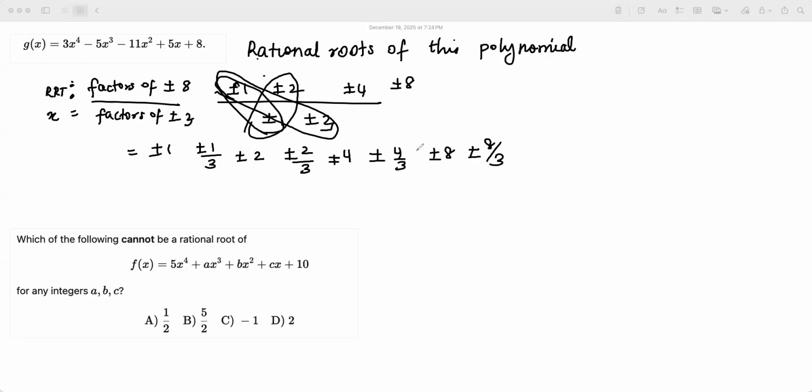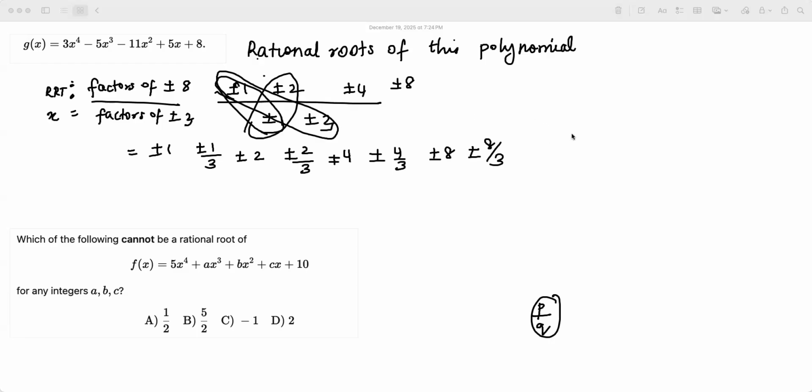Wow, Rishit. But plus or minus 1 by 3, plus or minus 2 by 3, plus or minus 4 by 3, and plus or minus 8 by 3 are irrational, right? No, wait. Any fraction is rational, Amma. Oh, wait. I got it mixed up. If any number can be expressed as p by q, it is still rational. But the thing is, Rishit's answer, I feel it's incorrect. I don't know, Rishit. Let me check.